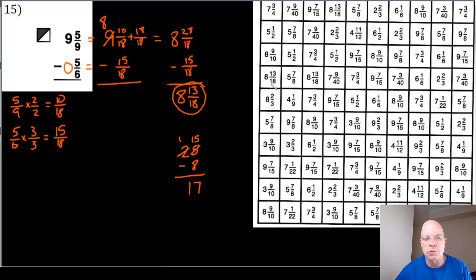Now, you're not required to do the shading part, but please, please at least make sure you find one of your answers somewhere on this grid. If you want to do the shading part, the code for problem number 15 is to shade the upper left half like this. And so everywhere I see 8 and 13 18ths, there are probably quite a few of them.